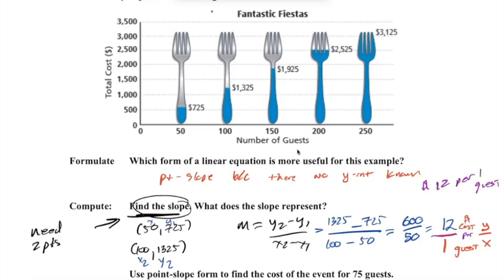So that's the cost of the meals. Each meal is going to cost $12 per guest. That's what's going on. So that's how you interpret slope. It's always y per x, y over x. So what's our y? $12 here, and then for each one guest. So each meal costs $12.